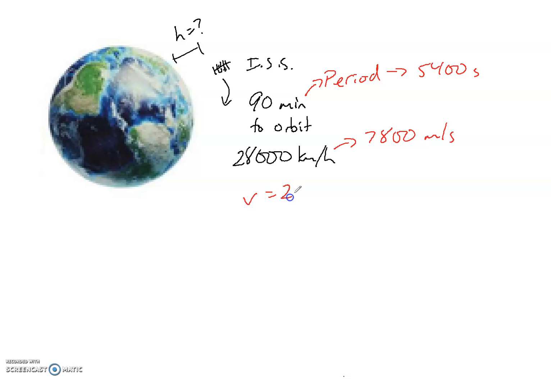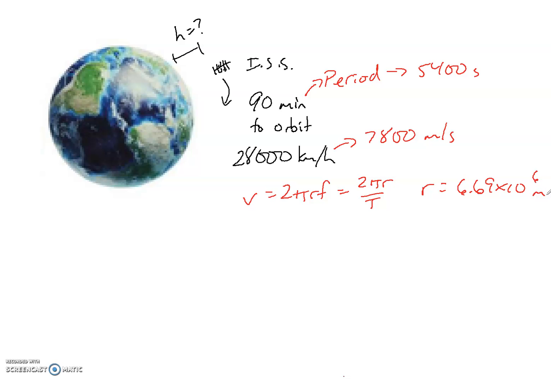So speed is 2 pi r over f going in a circle, or 2 pi r divided by the period, which is basically a variation of d over t equals v. And we can use this to calculate the radius of the orbit. Because we have the v and we have the period, we can find the radius of the orbit. And if we do that, we'll get about 6.69 times 10 to the 6 meters.